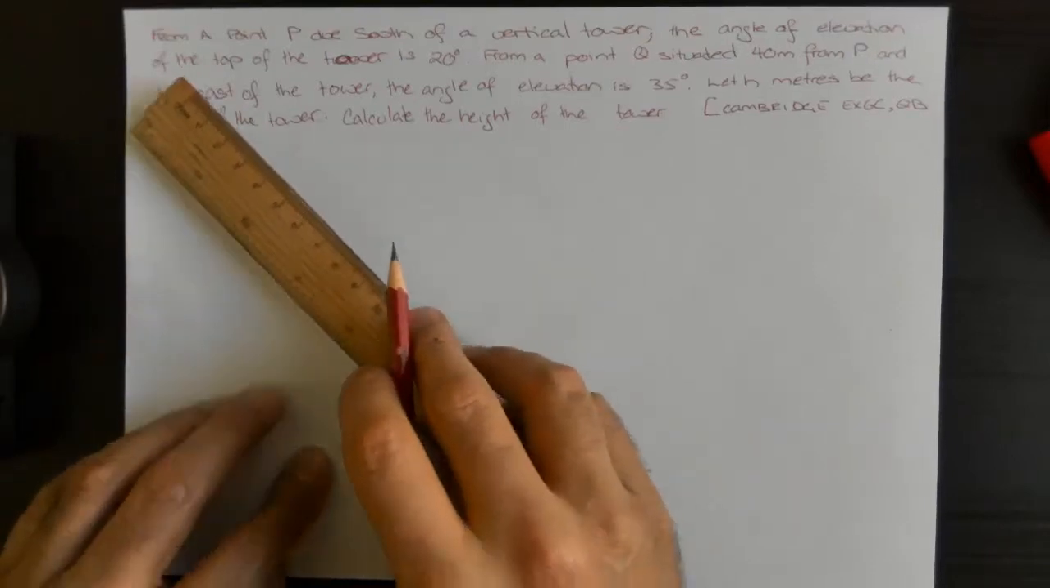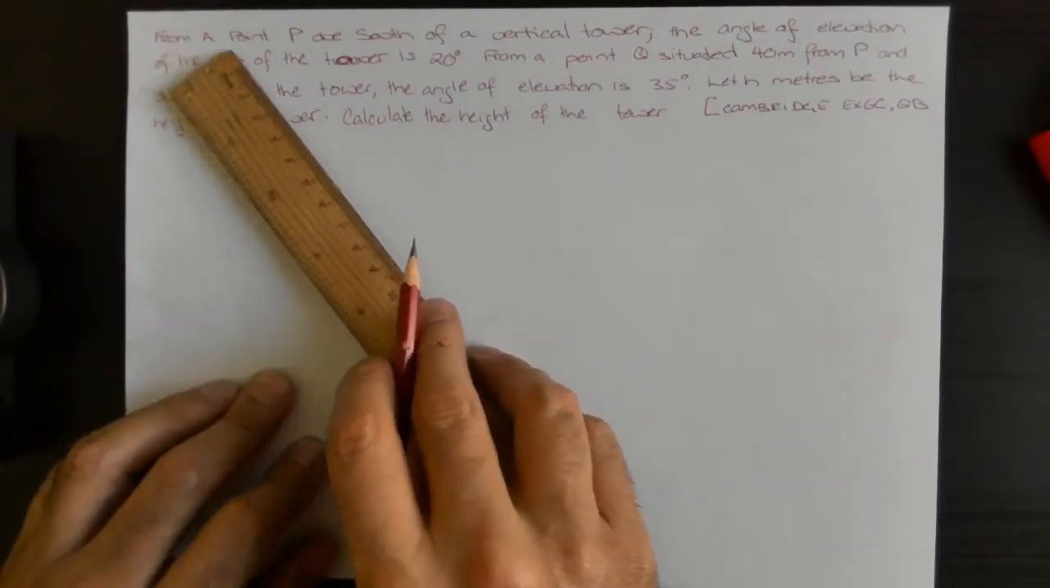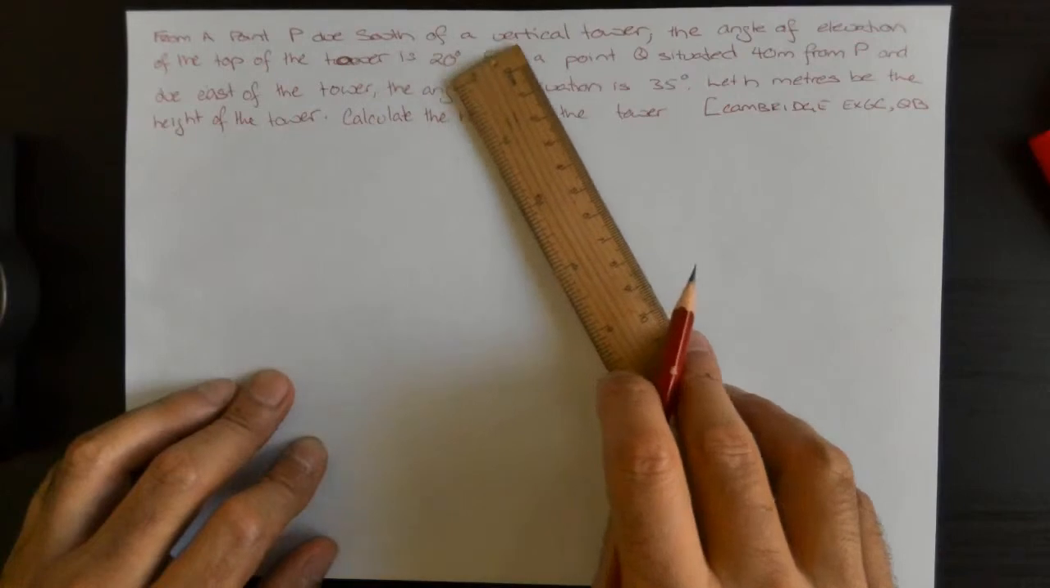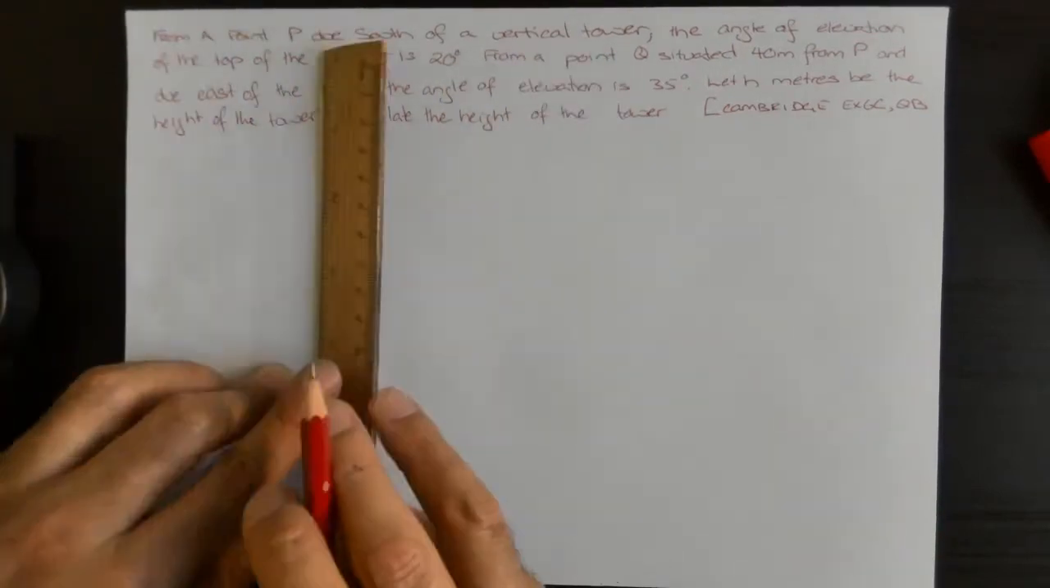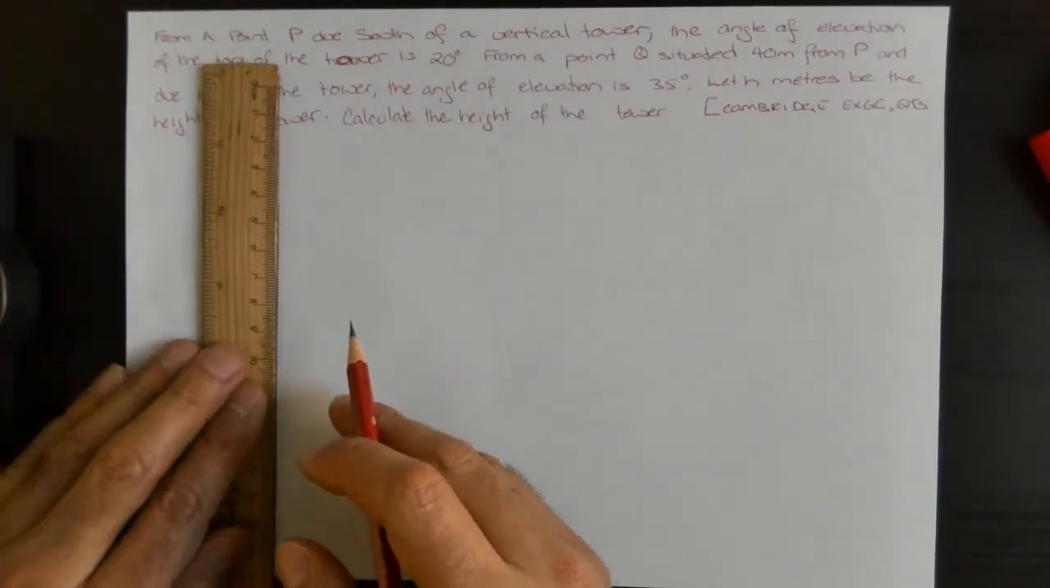Okay, so let's read this. From a point P, due south of a vertical tower. So it means I'm going to have a tower.